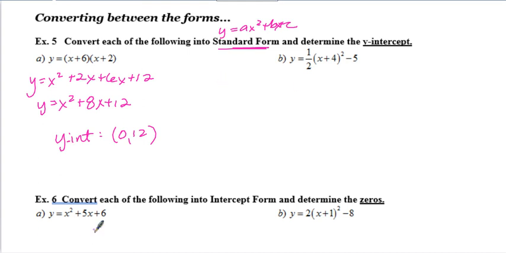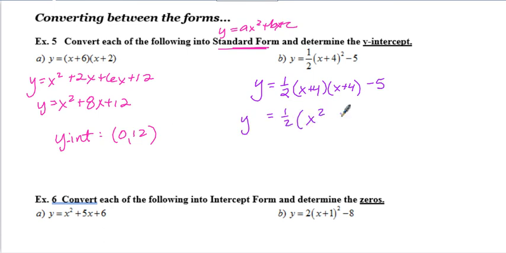Let's take a look at B. A little bit more work here to get us into standard form, but similar steps. Y equals 1/2, and this x plus 4 squared is actually x plus 4 times x plus 4. And don't forget about this negative 5 hanging out there. So we were given vertex form, and we need to find standard form. Here we were given intercept form, and we need to find standard form. So continue with this work.